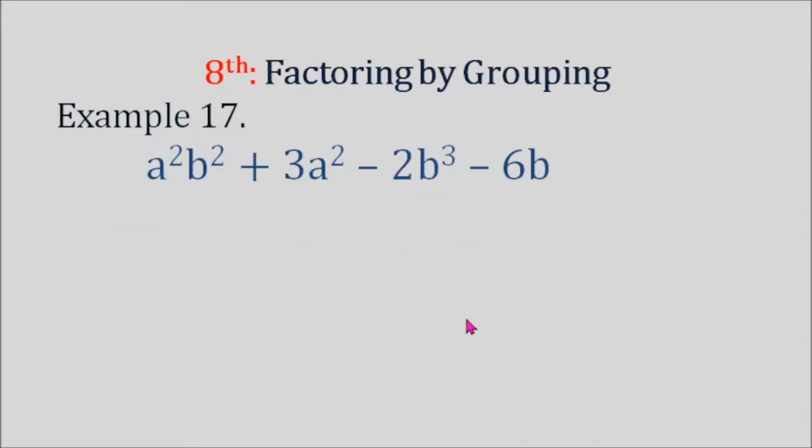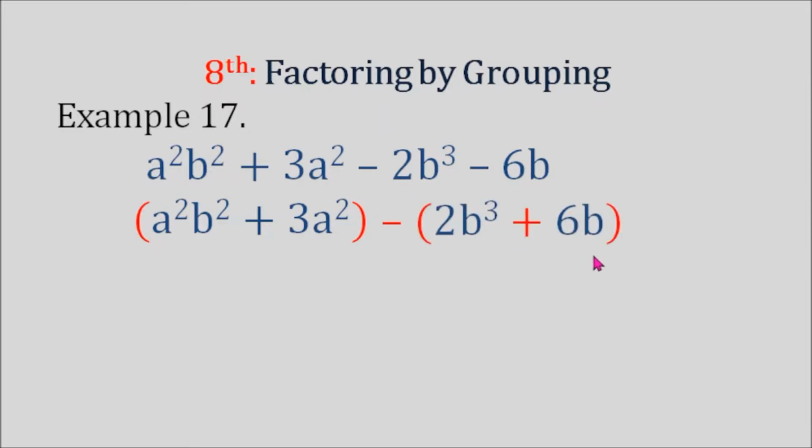Example number 17. Factor a squared b squared plus 3a squared minus 2b cubed minus 6b. First, I have to create two groups. So this is the first group. This is the second group.